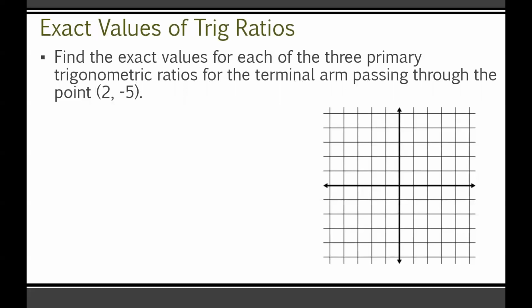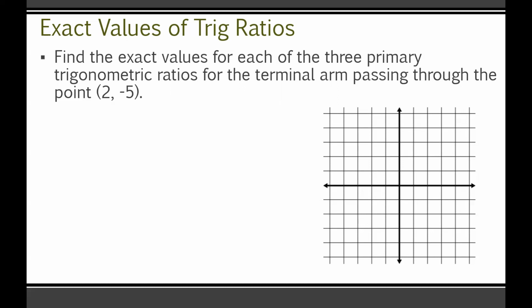I want this to be focused for you guys. So I want you to see whether you get this or not. And you can work in partners if you wish. Find the exact values for each of the three primary trig ratios for the terminal arm passing through the point (2, -5). Pause the video here. Give this one a try.